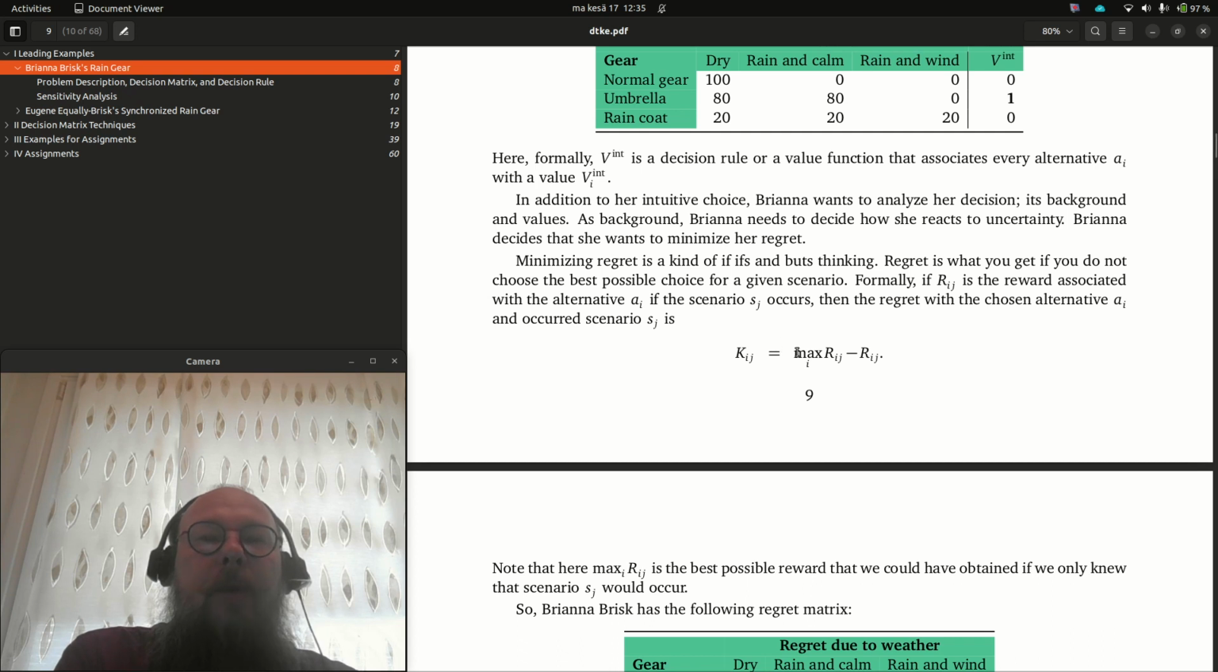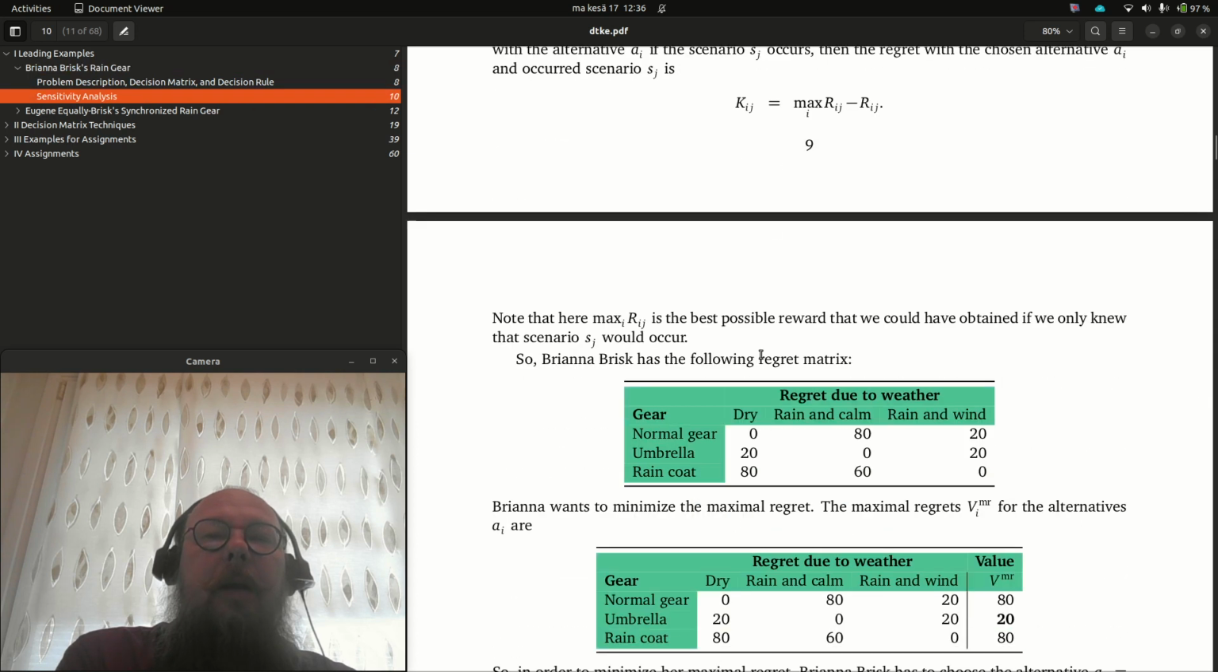And of course, if we knew what would happen, then we would have chosen here the maximal value, and this would be 0. So no regrets if we had an oracle that would have told us what will happen. But of course, we don't have an oracle, so this may be something else than 0.